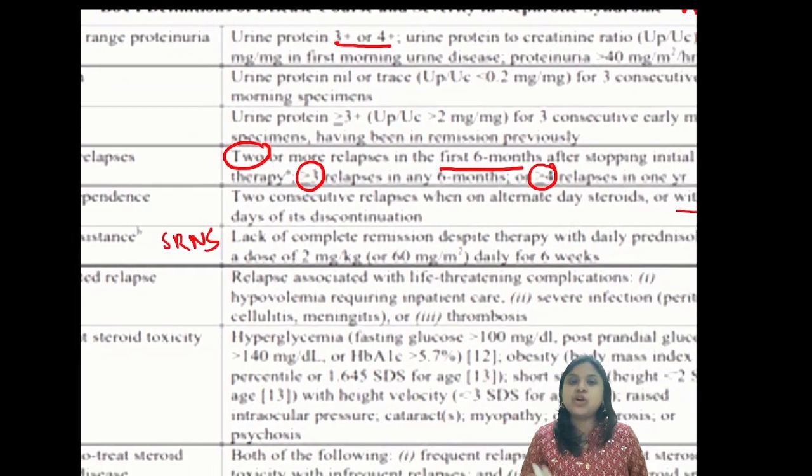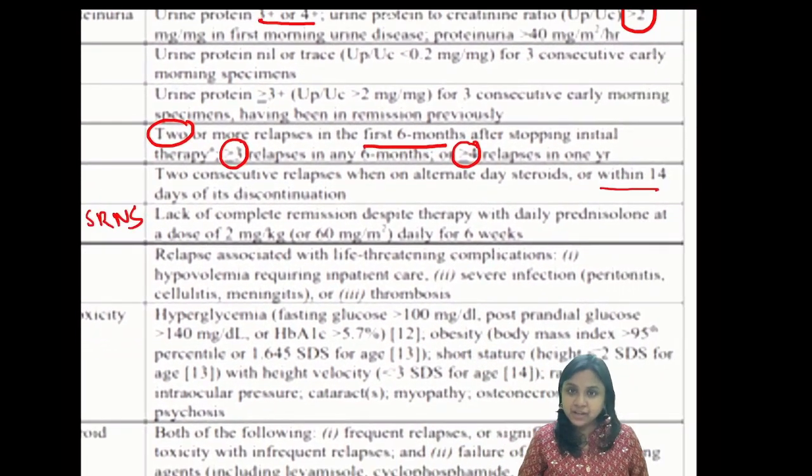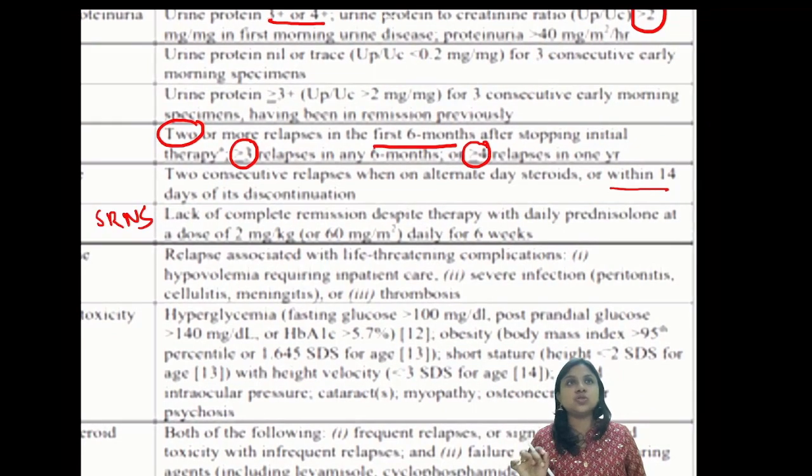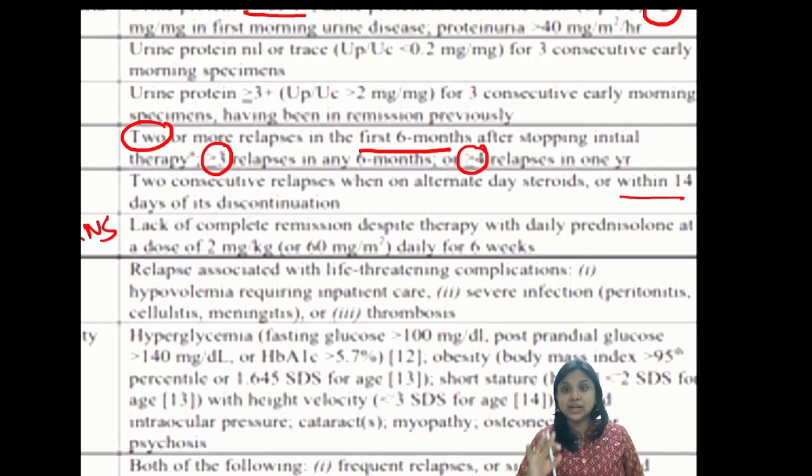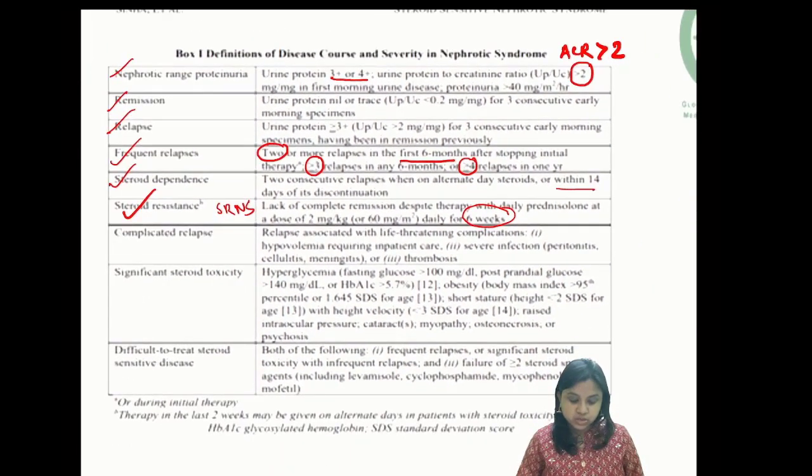Now coming to what I mean by SRNS, steroid resistant nephrotic syndrome. So it is a lack of complete remission despite therapy with daily prednisolone at a dose of 2 mg per kg daily for 6 weeks. Please remember this criteria, and again this is different in children and in adults. So I am talking about pediatrics, so please remember it is 6 weeks. Okay, so revising these definitions once more.